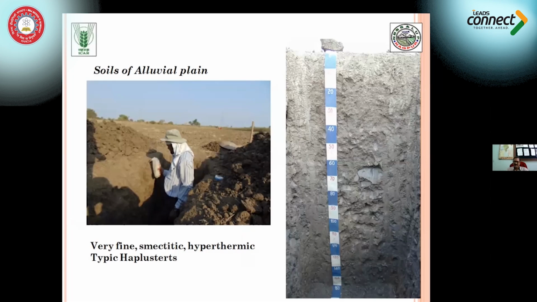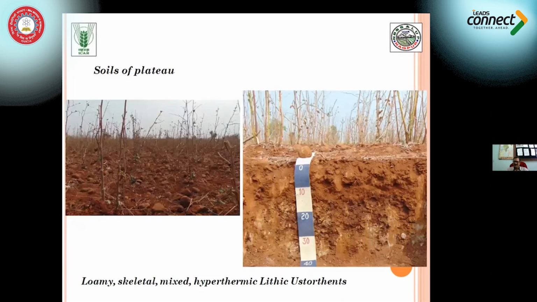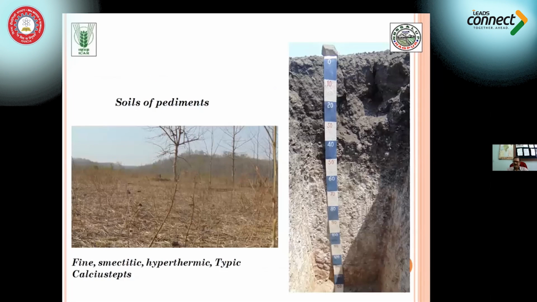Again, these are the soils of the plateau. The plateau is a top portion, so there is not much soil development. That's why the soils are shallow in this region. These are the soils of the pediments. Most of the area of this district comes under hills, ridges, some isolated hillocks, and plateau. However, some pediments have very deep soils, but here you can see some white patches. This is nothing but the accumulation of calcium carbonate in the parent material.